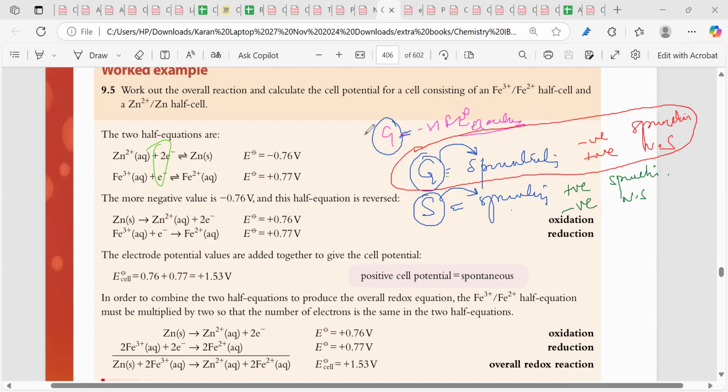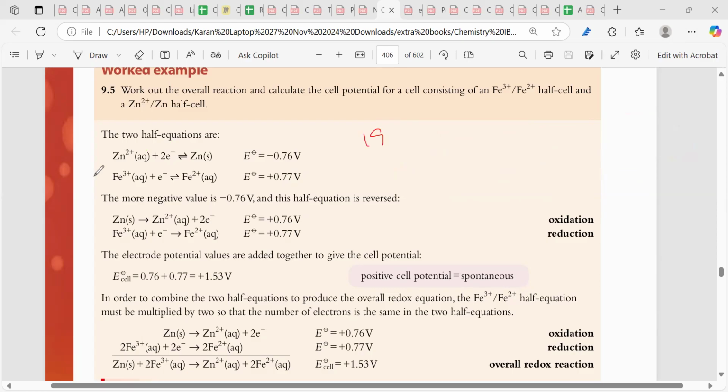What's given in section 19? Tell me. All are reduction potentials. Can you see, Harry? All are reduction potentials, right? So which one will be taken at the cathode? Harry, tell me. Which one?